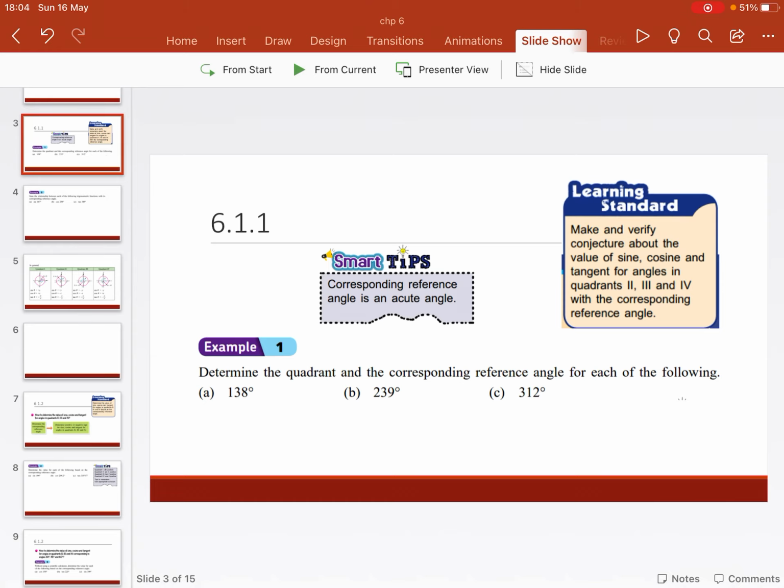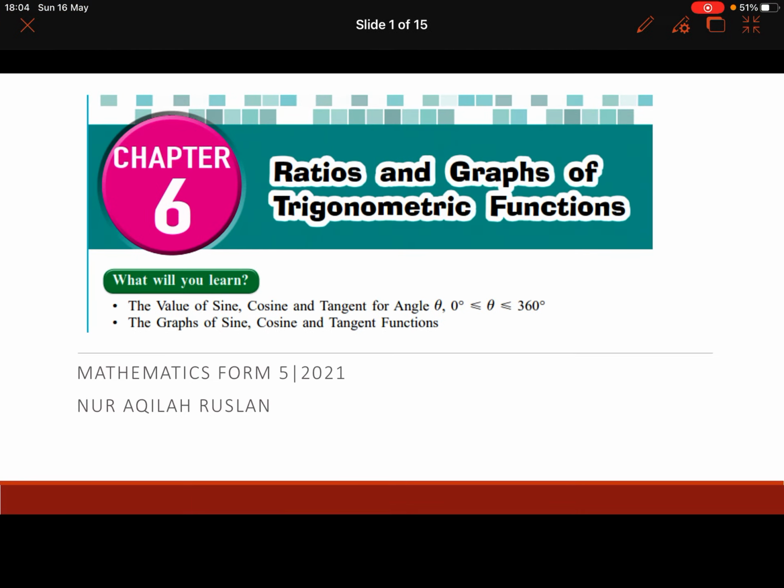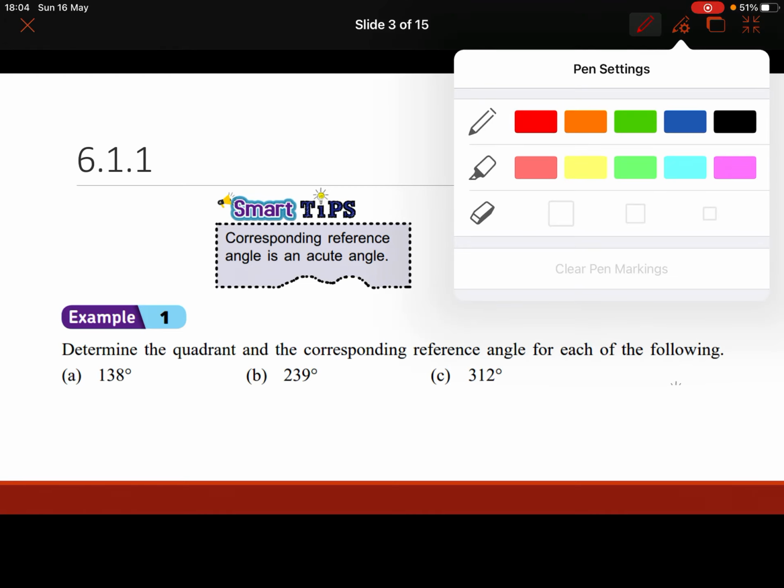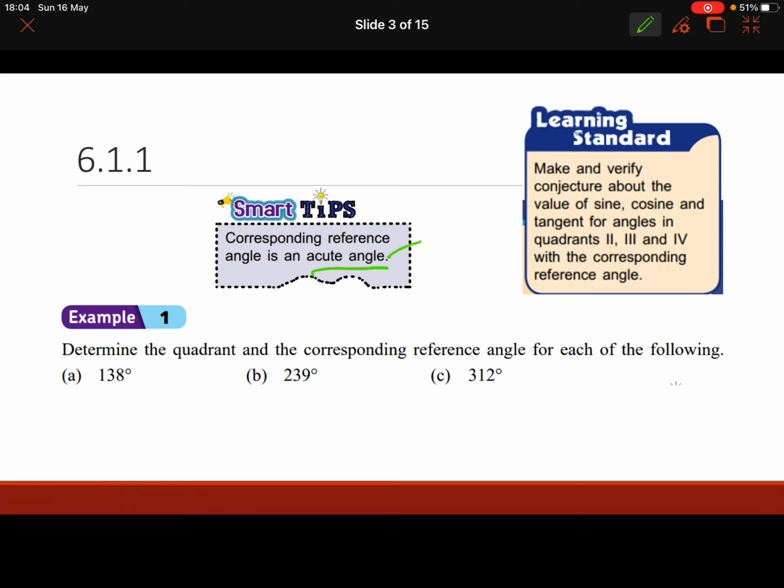6.1.1 to make and verify conjecture about the value of sine, cosine and tangent for angles in quadrant 2, 3 and 4 with the corresponding reference angle. Okay. What does it mean by corresponding reference angle? Corresponding reference angle is an acute angle, which is always less than 90 degree.